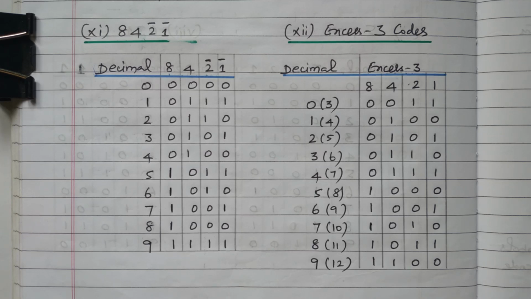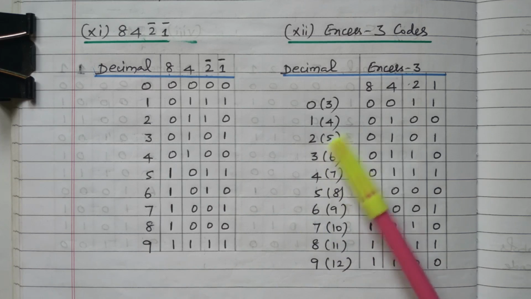Now we will go to the topic non-weighted binary code. In binary code there are 6 types available: weighted binary code, non-weighted binary code, reflective code, sequential code, alphanumeric code, error detecting and error correcting code. In this video we will see the non-weighted binary code. Non-weighted means that in each and every position there is no specific weight.